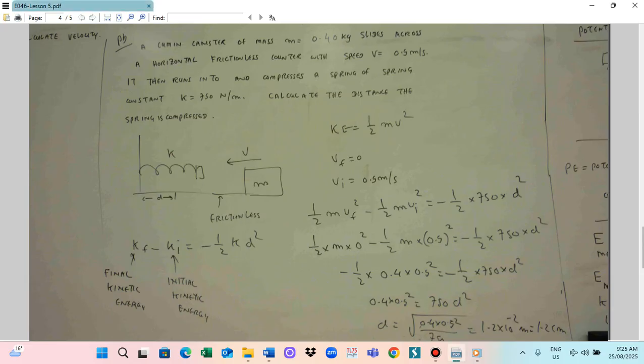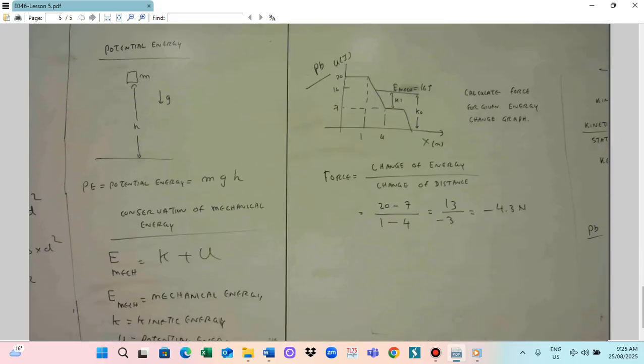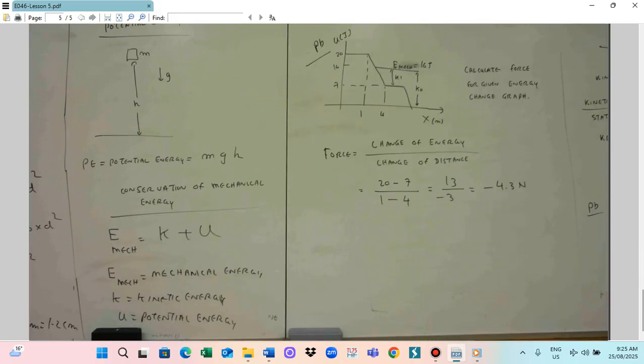Then I gave you the formula for potential energy and for mechanical energy. Mechanical energy is equal to the kinetic plus the potential energy. From this graph, we can calculate the force: the change of the energy divided by the change of the distance gives the force.